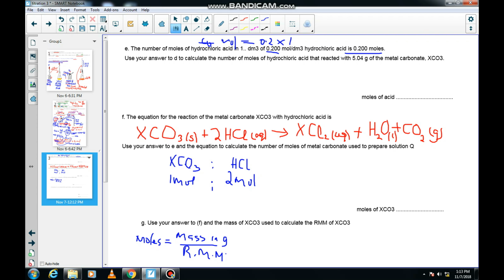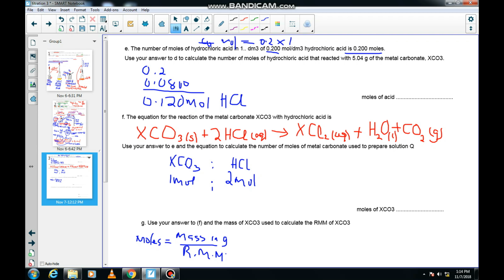Use your answer to D to calculate the number of moles of hydrochloric acid that reacted with 5.04 grams of the carbonate. Okay, at the beginning we had 0.2 moles, and then we used 0.08 moles. So how many have we used? Via subtraction, we have 0.120 moles of hydrochloric acid.